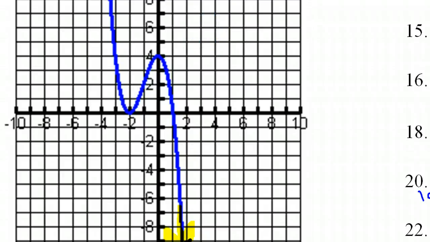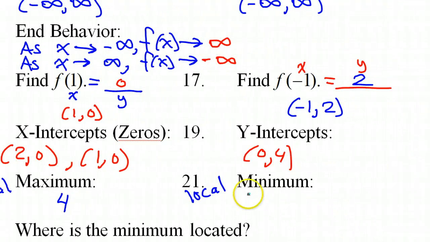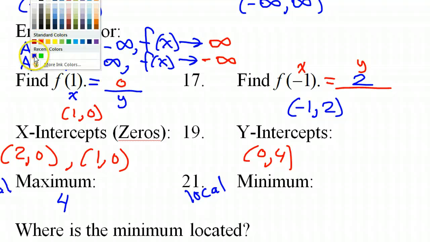Erase this junk. The local minimum is right here. So even though it's not the lowest point on the graph, which goes way down here, this is the lowest point in this area. So that makes it the local minimum. And how high is it? Well, it's right on the x-axis, so it has a height of 0. Okay, so the local minimum is 0.